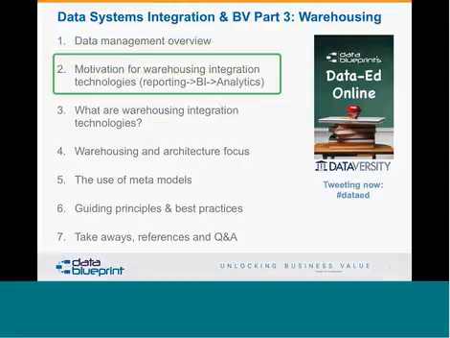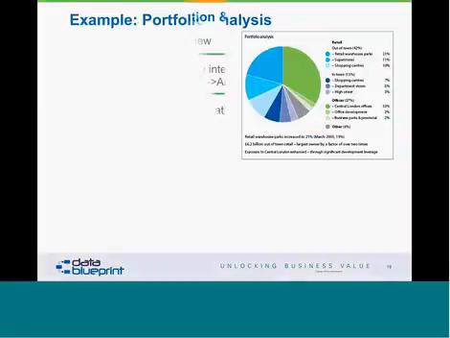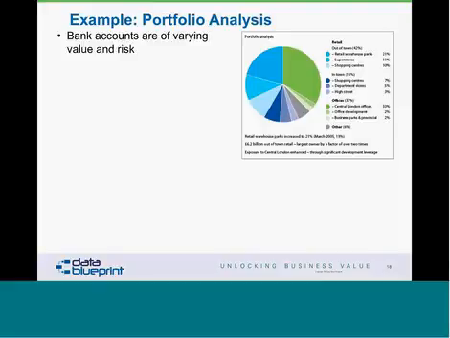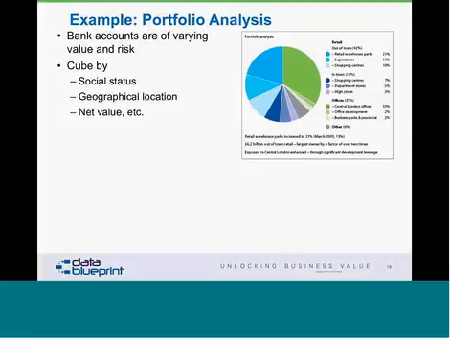So let's dive in now with some motivation and take a look at what's actually happening in these areas. A typical example of this involves portfolio analysis. If I've decided that I'm going to be in the banking business, just to pick one for example, then bank accounts have certain values. Some of them can be more valuable than others, and these might depend on different things. The typical process for doing this is that we cube them.